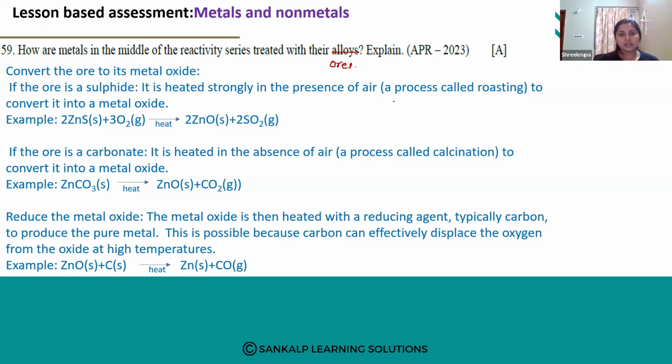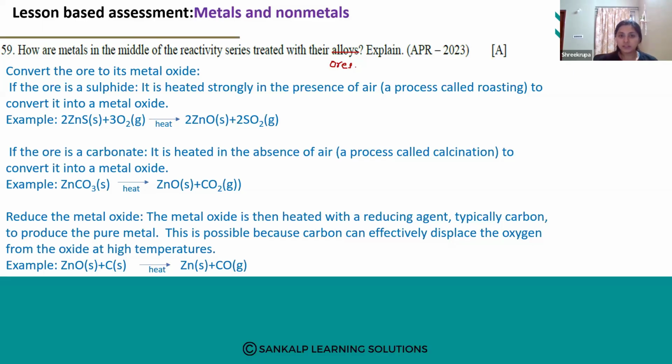Or if the metal is a carbonate, then we have to heat it in the presence of limited air. It will get converted into metal oxide. After converting it into metal oxide, we have to treat it with a reducing agent in order to remove the oxygen present in that metal oxide. Generally, coke is the reducing agent we use.